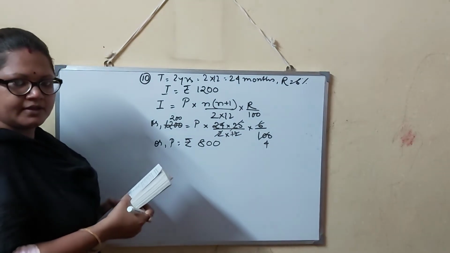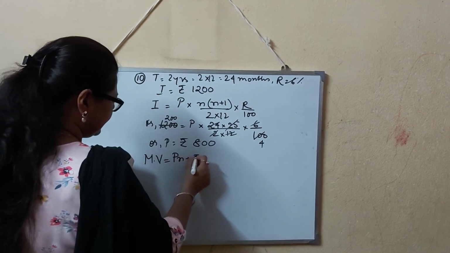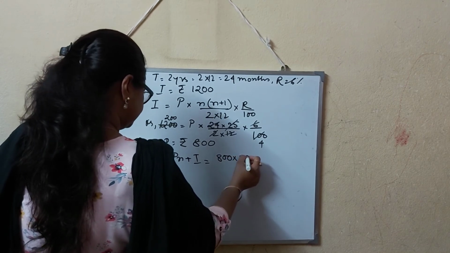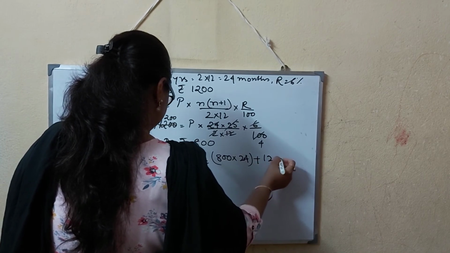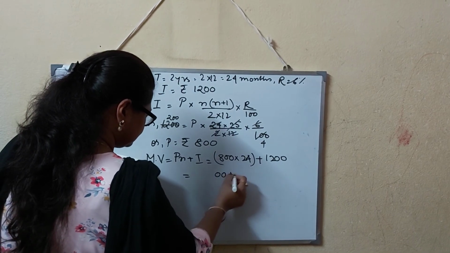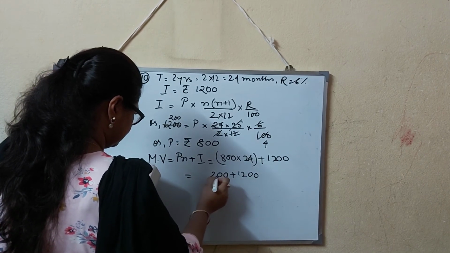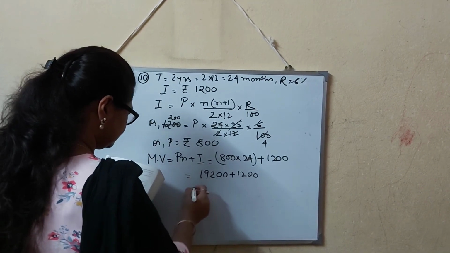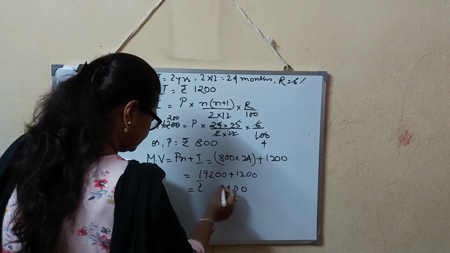Okay. Now I'm going to find out the maturity value. So MV will be Pn plus I. P is 800 we have got into 24, plus interest is 1200. Okay. So we get 19,200. So I'm getting rupees 20,400.